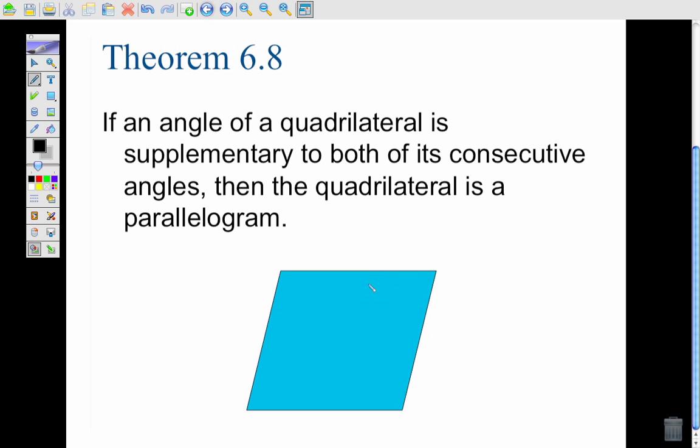If an angle of the quadrilateral is supplementary to both of its consecutive angles, then the quadrilateral is a parallelogram. So that's a little harder to mark, but for instance, if we know this is a 100-degree angle, and we know we have 80 here, and we have 80 here, this angle is supplementary to both of its consecutive angles, so we know again that we have a parallelogram.